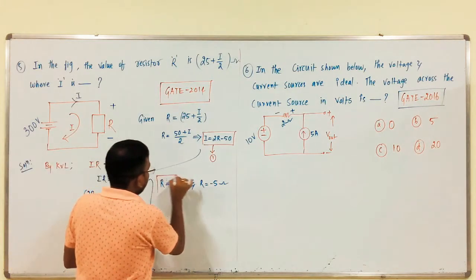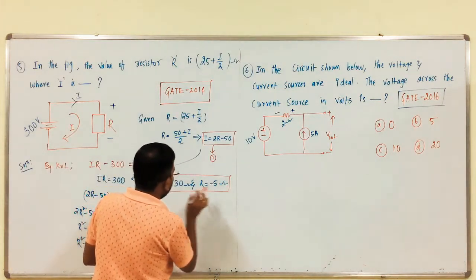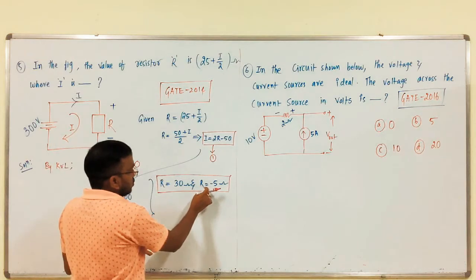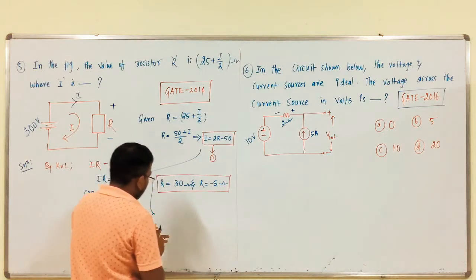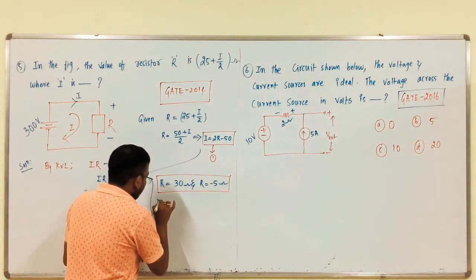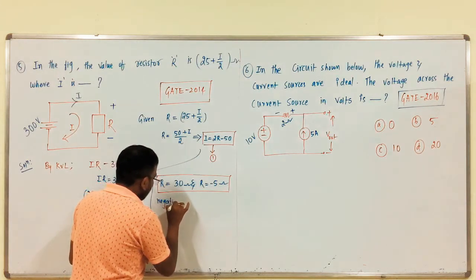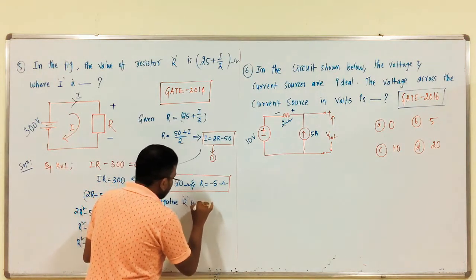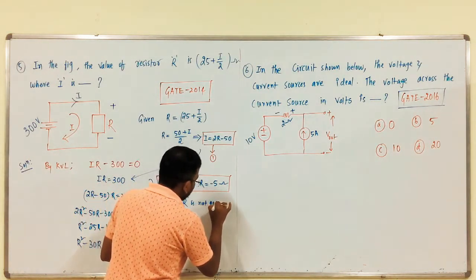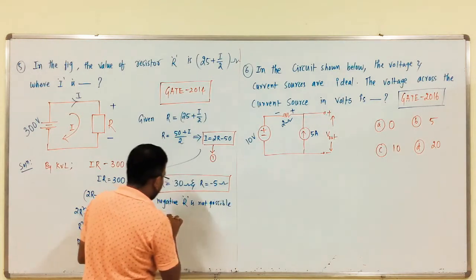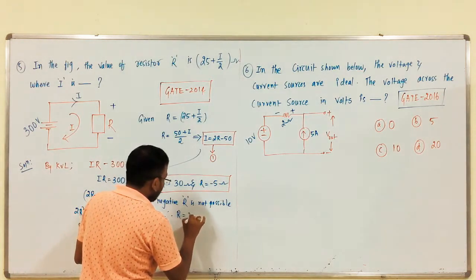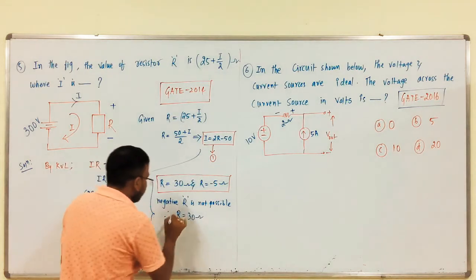We are having these values. R should be 30 ohms and R should be minus 5. So, negative R is not possible. Therefore, R should be equals to what? 30 ohms, right?